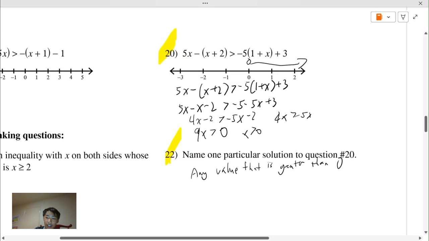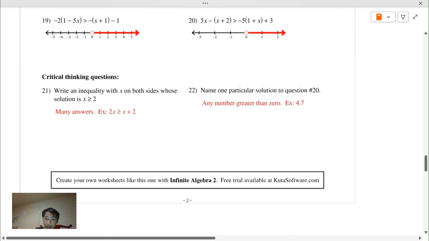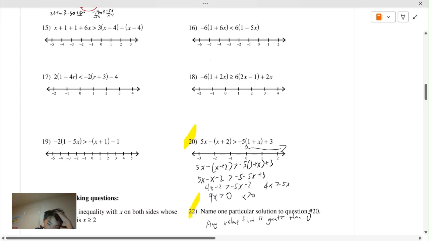Let's check 22. I don't know, I have a bad feeling about this one. You got it right.